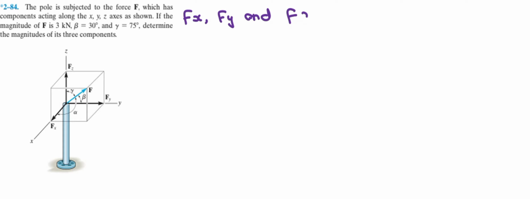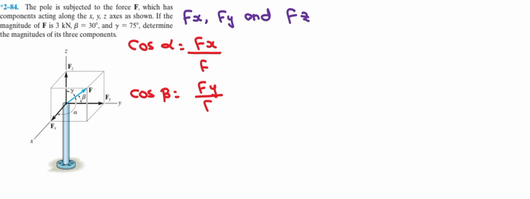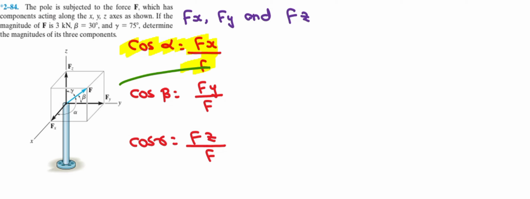So according to the direction cosines, we know that cos alpha is equal to Fx upon F. Similarly, cos beta is equal to Fy upon F, and lastly cos gamma is equal to Fz upon F. If you see that cos alpha is equal to Fx upon F, we don't know the value of alpha there. So that's why we cannot find out the value of Fx. But if you see that cos beta is equal to Fy upon F, we know the value of beta as well as we know the value of F. We can easily find out the value of Fy.